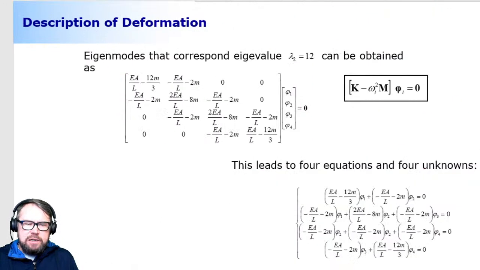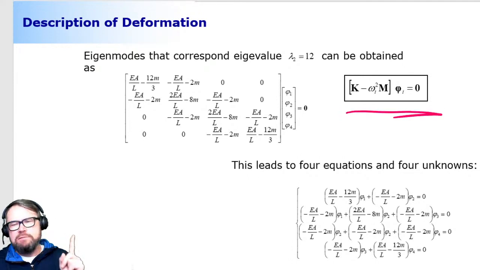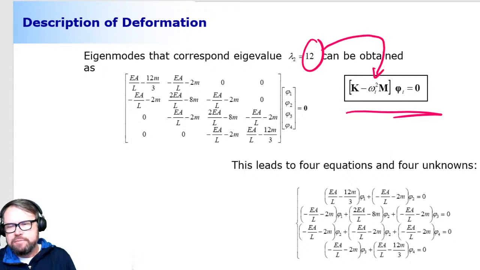All right, how are the deformation modes? Well, we can get the deformation modes by substituting these eigenvalues one at a time into this equation. So let's get started from 12. I'm going to substitute 12 here, and then I'm going to solve for this vector here.